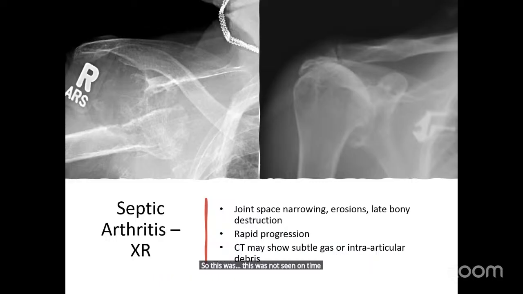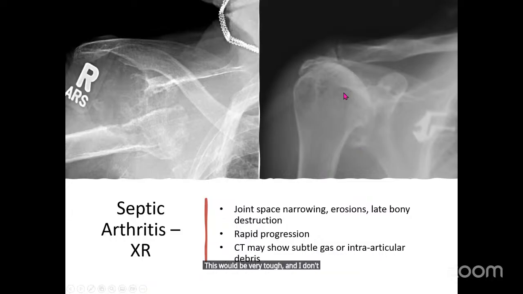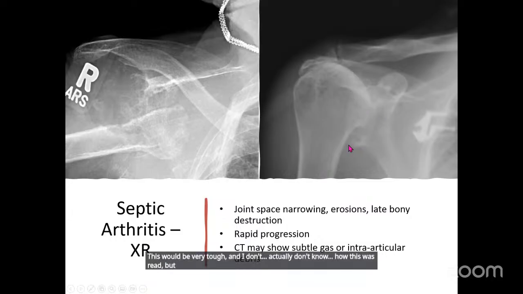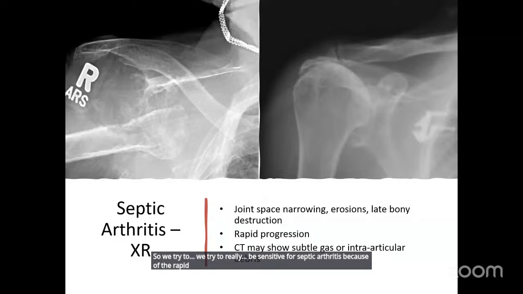And I guess one thing that could have clued us in, it's very subtle, but there's maybe a locule of gas here. In retrospect, you look at these studies and you see, oh, this is what maybe we could have seen, but this would be very tough. And I actually don't know how this was read, but this is what it looks like when bacteria is allowed to stay within a joint for any period of time. So we try to really be sensitive for septic arthritis because of the rapid destruction it can cause.